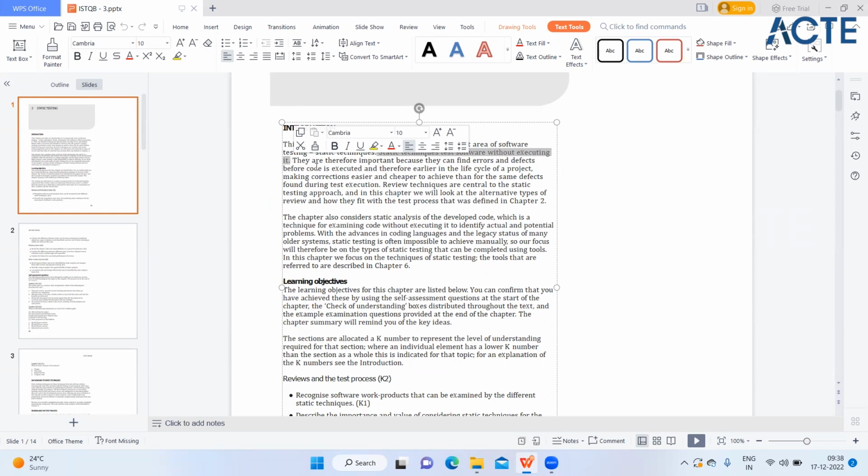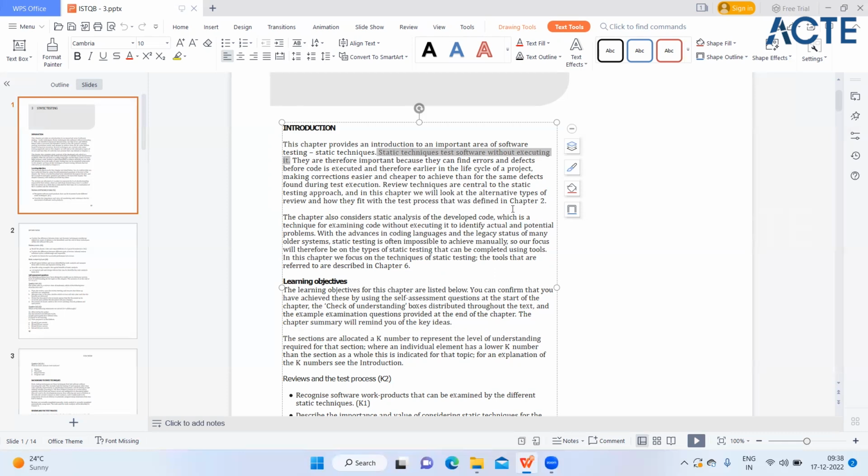They are important because they can find errors and defects before code is executed, and therefore earlier in the life cycle of a project, making corrections easier and cheaper to achieve than for the same defects found during test execution. Review techniques are central to the static testing approach, and in this chapter we'll look at the alternative types of review and how they fit with the test process that was defined in chapter 2.